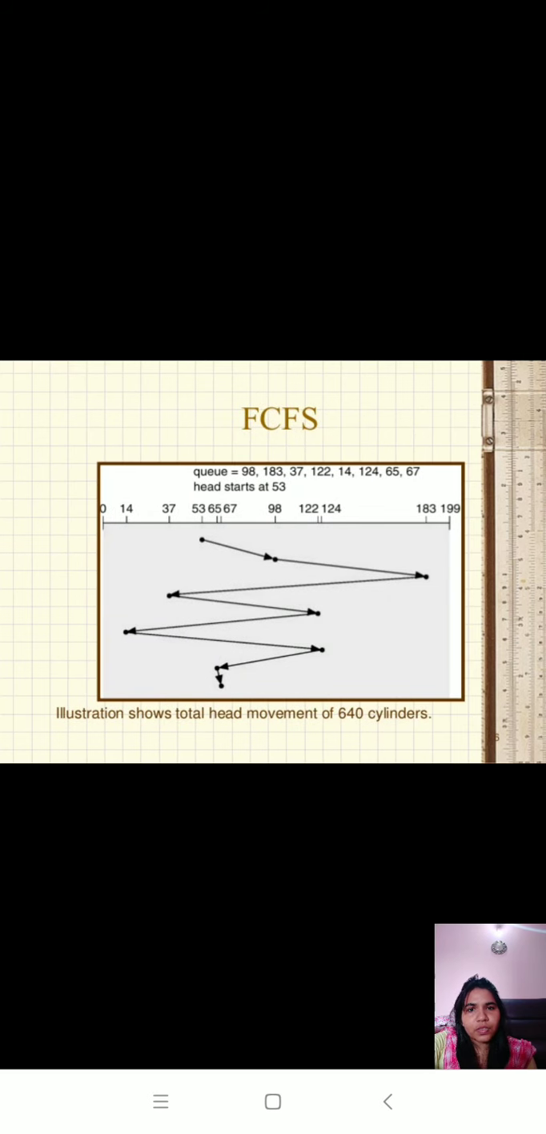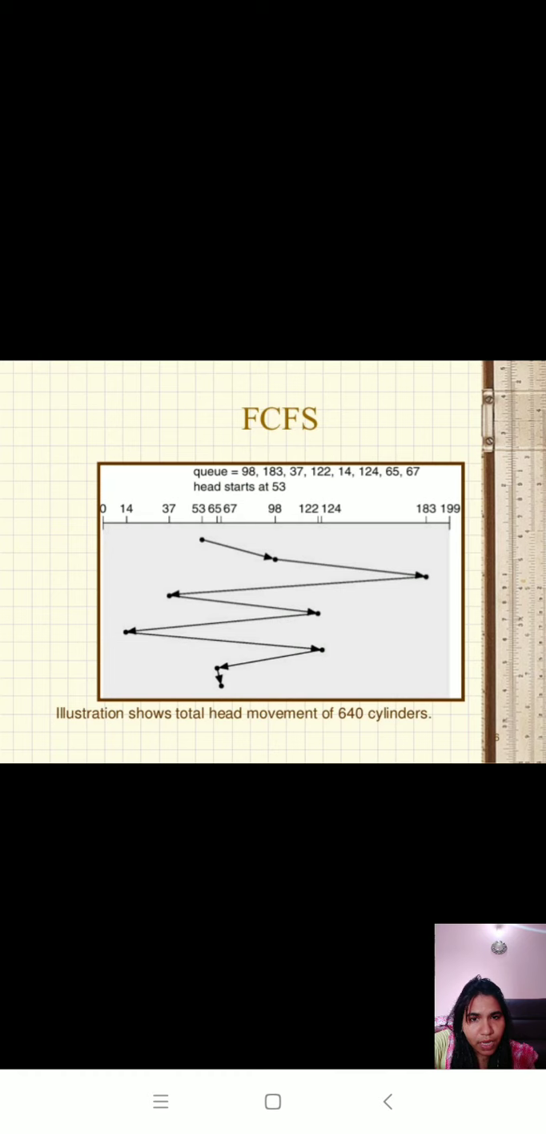Okay, so in the first come first serve algorithm, as the name suggests, the request which comes first will be solved first. Okay, so in this queue we have 98 which comes first, and then 183. Okay, so here is our read and write pointer at 53. So in this queue we have 98.